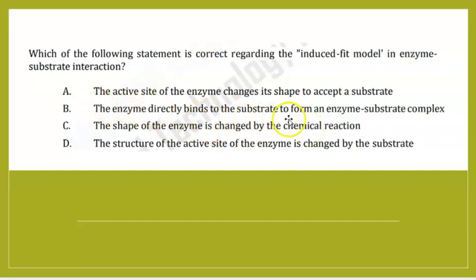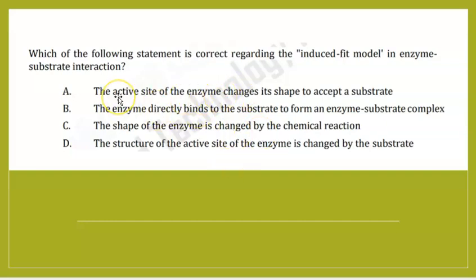The enzyme directly binds to the substrate to form an enzyme substrate complex. We know in induced fit model, the enzyme cannot directly bind with it because there is a difference in the shape of the active site and the substrate. The active site of the enzyme changes its shape to accept a substrate. Well, the active site of an enzyme does change its shape to accept a substrate. But look at option A and option D. They're a little confusing here. So here, the active site of the enzyme changes its shape. They will not change in shape themselves. The substrate has to do something to change the shape. You get my point? A and D are a little bit confusing.